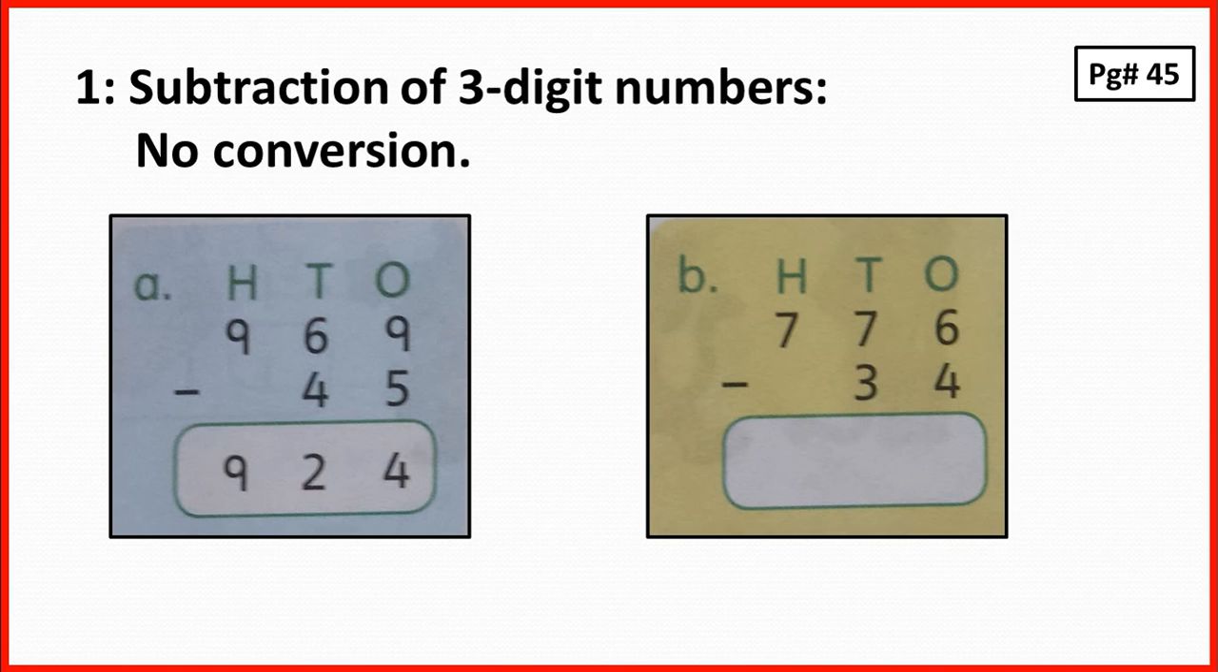Let's see. Start with ones. When we subtract 5 from 9, the number comes 4. Now subtract tens. When 4 subtracts from 6, the number comes 2. Now subtract hundreds. There is nothing to subtract from 9. So here we write 9. Now there are 9 hundreds, 2 tens, 4 ones, which makes 924.